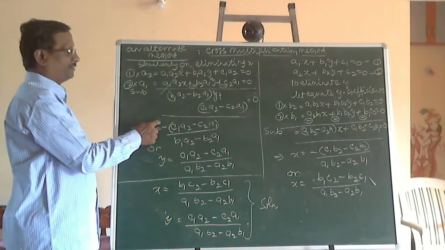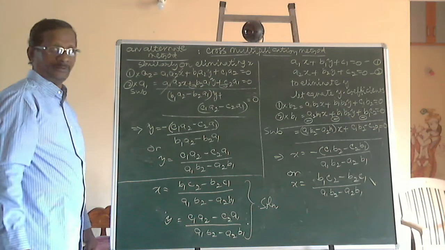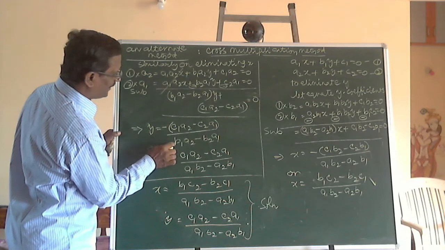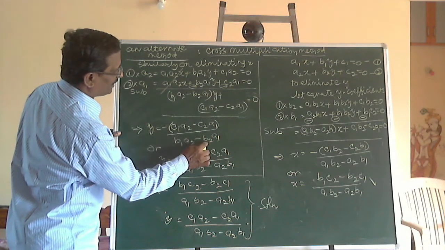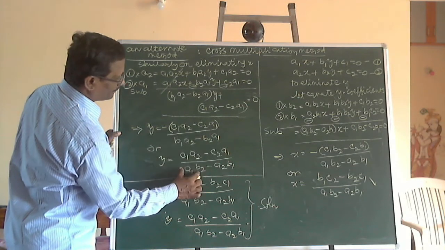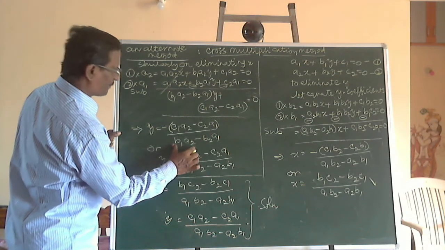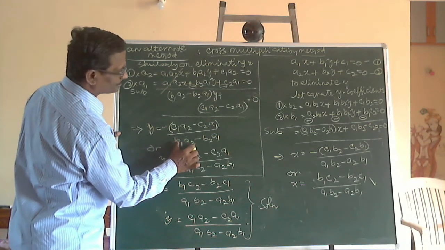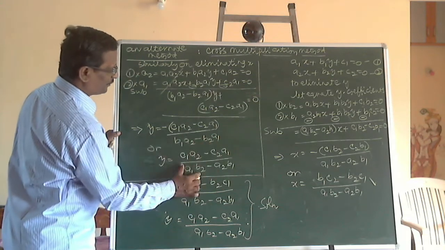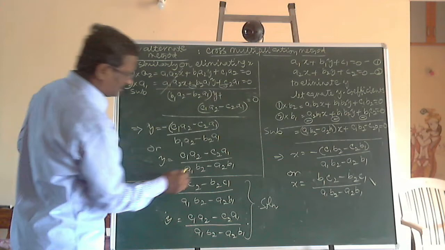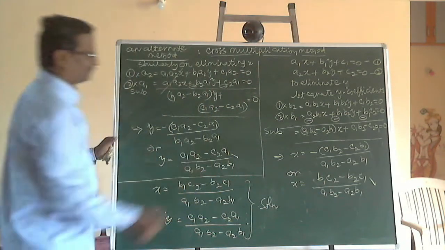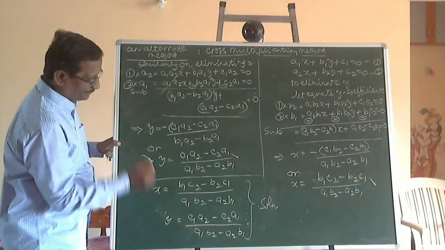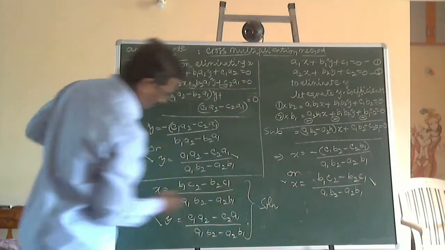Therefore, c1 a2 minus c2 a1 stays as it is, and with the minus sign multiplied, the denominator becomes a1 b2 minus a2 b1. a1 b2 takes the first position, and a2 b1 or b1 a2 is the same thing. Now the denominators of x and y are equal: a1 b2 minus a2 b1. This is the y value I have written, and this is the x value I have written.